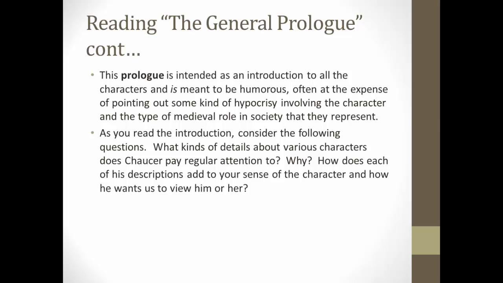As you read the introduction, consider the following questions. What kind of details about various characters does Chaucer pay regular attention to? One thing that's very obvious is he talks a lot about what people are wearing. So notice that. Ask yourself, why is he paying so much attention to this? Why does it matter so much what clothes they have on, what kind of hoods they have, what kind of jackets, what the material's made out of? Why is he doing this? How does each of his descriptions add to your sense of the character and how he wants us to view him or her?